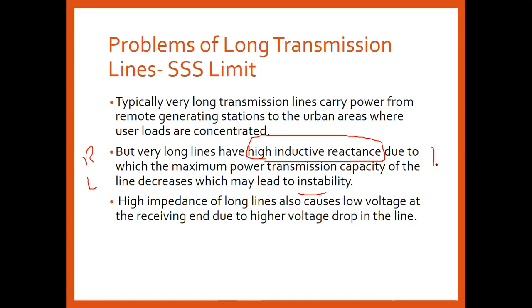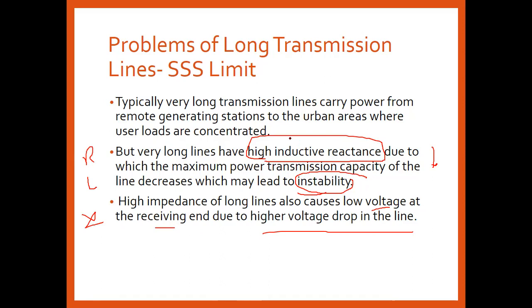the power goes down. If the power goes down, what will the stability be? It should be the more unstable. Thus high impedance of the transmission line causes low voltage at the receiving end due to the higher voltage drop in the line. That is the main point that we have to take into consideration while calculating or finding out the steady state stability of the long transmission line.